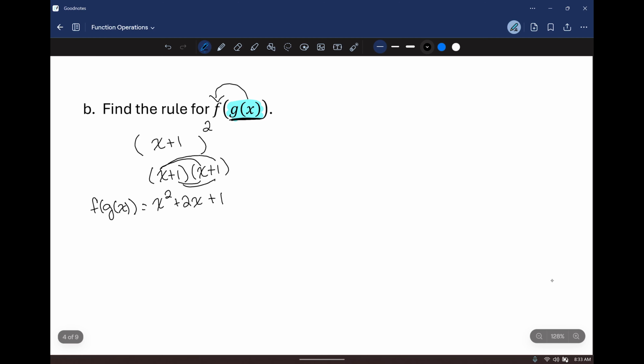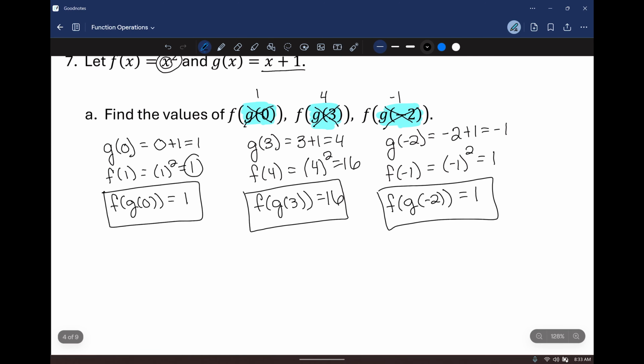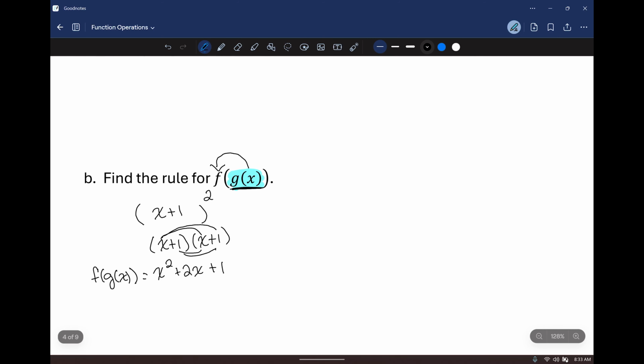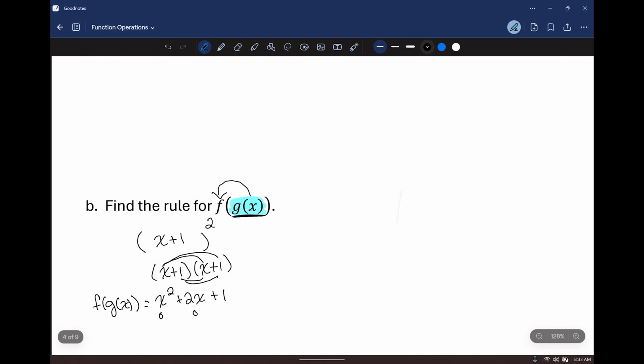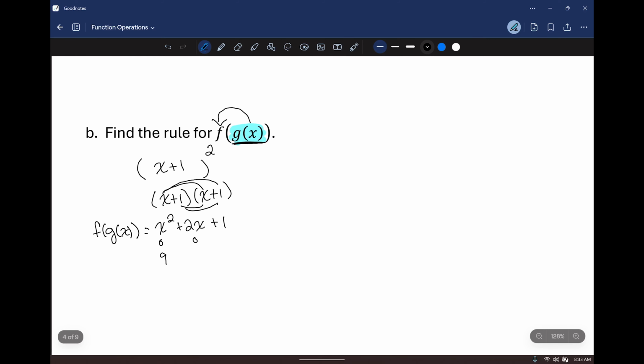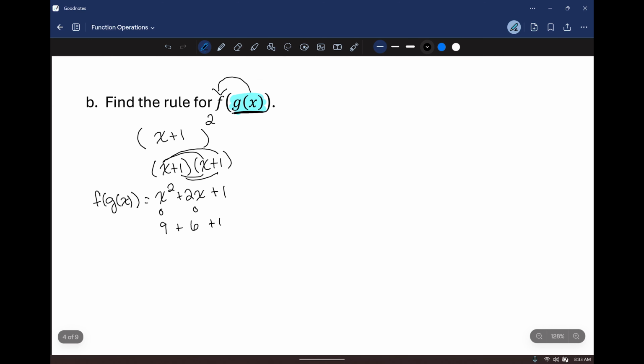Now, the fun thing about that is you now have a rule. So anytime you wanted to know what it would be when you plugged in that number, you could have used the rule. So, for instance, on f of g of 0, if I plugged in 0, 0 squared is 0. 2 times 0 is 0. Plus 1 is 1. I could do the same thing with 3. 3 squared is 9. Plus 2 times 3 is 6. Plus 1, that gives me 16. So it's easier to have the rule so that you don't have to do it individually every single time.